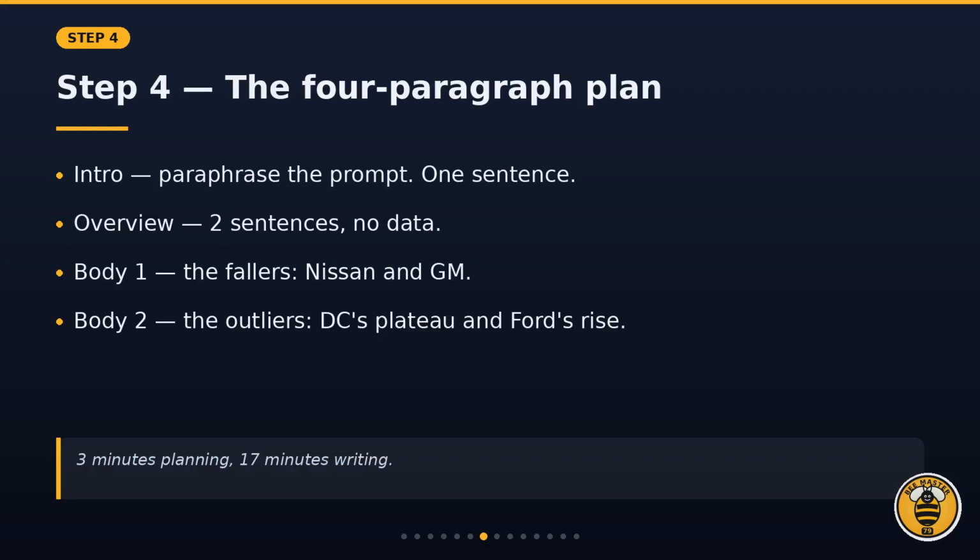Step 4. The plan. 4 paragraphs every time. Introduction: paraphrase the prompt in 1 sentence. Overview: 2 sentences, no data. Body 1, the fallers, Nissan and General Motors. Body 2, the outliers, Daimler Chrysler's plateau and Ford's rise. Spend 3 minutes planning and the remaining 17 writing.